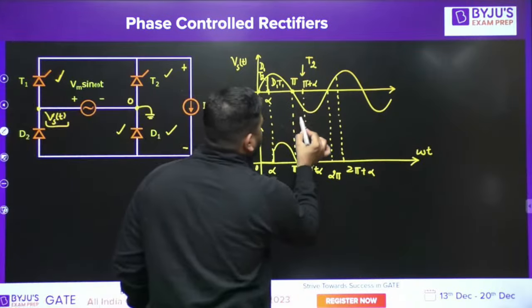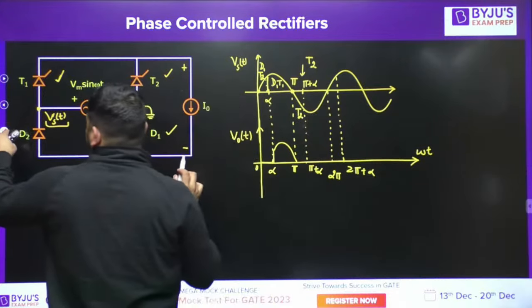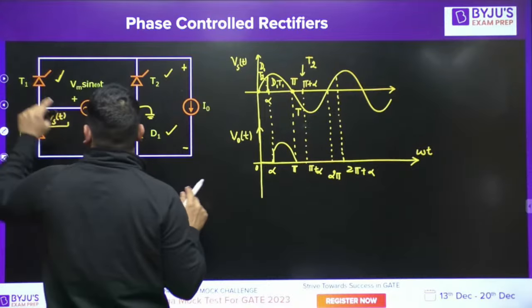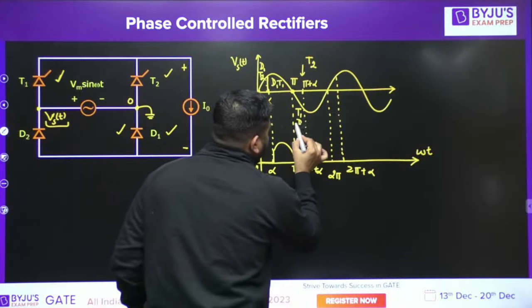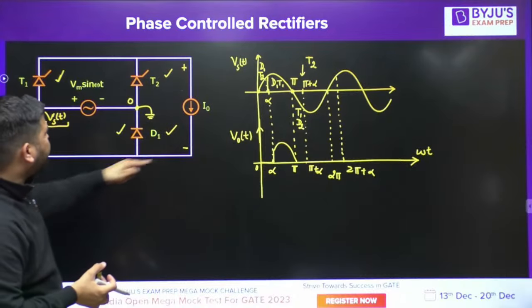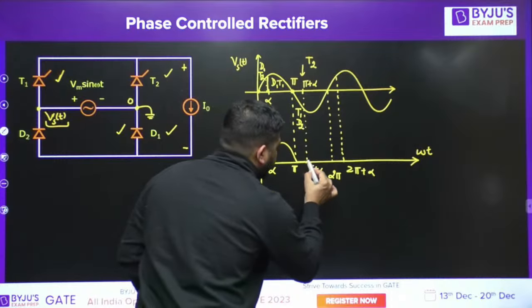So during this interval T1 and D2 are conducting, because T2 is not fired. If T1 and D2 are conducting, it is shorted here, so the current is freewheeling. Current is freewheeling, so the output voltage is 0.